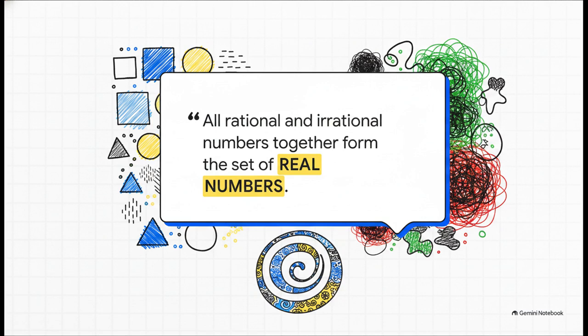So the crucial point is this. Remember, all rational and irrational numbers together form the set of real numbers. Despite their massive differences, one being neat, exact, and terminating, while the other is infinite, non-repeating, and totally chaotic, they aren't actually enemies. They're basically two halves of a whole. Together, they create this complete, unified system that we rely on every single day to measure our reality.